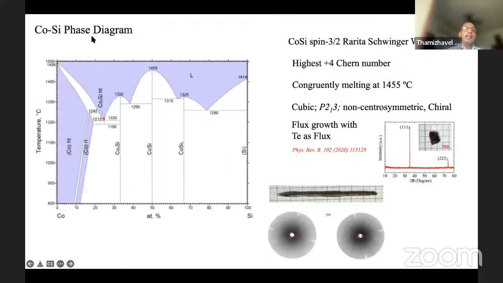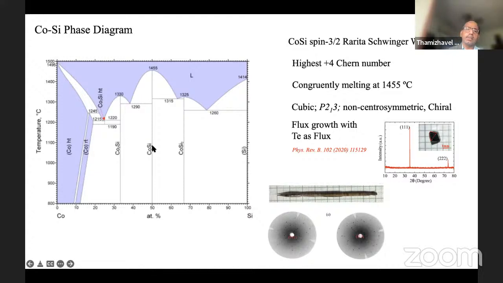So recently, this compound cobalt silicon has attracted lots of interest because it is a spin 3/2 Rarita-Schwinger fermion, and it carries the highest Chern number, +4. People have grown these crystals using a third element, tellurium, as a flux. You can see the size of the crystals is about 1.5 millimeter by 2 millimeter. It's a very small size.